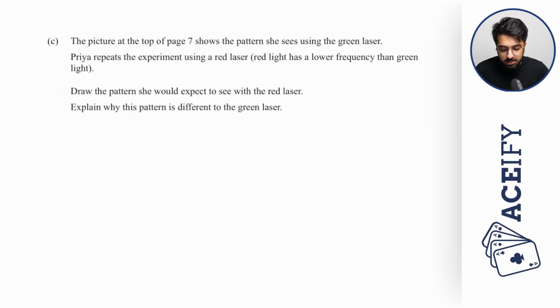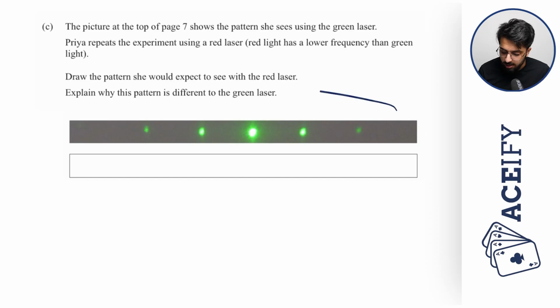The picture at the top of page 7 shows the pattern she sees using the green laser. Priya repeats the experiment using a red laser, and red light has a lower frequency than green light. Draw the pattern she would expect with the red laser and explain why this pattern is different to the green laser. Alright, so before I draw it in, let's go through the theory so we know what's actually going on.